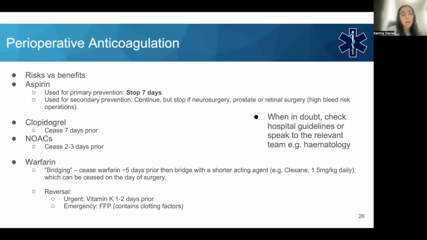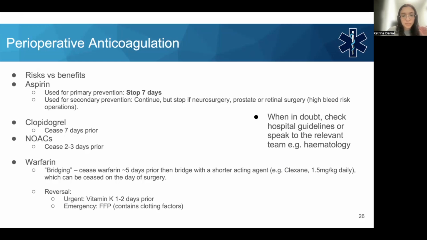If they're on an agent like clopidogrel, we would cease that 7 days prior. If they're on a NOAC, you cease that 2 to 3 days prior. Generally, though, every single hospital has its protocols for these agents. And if you're ever confused, you can speak to hematology.